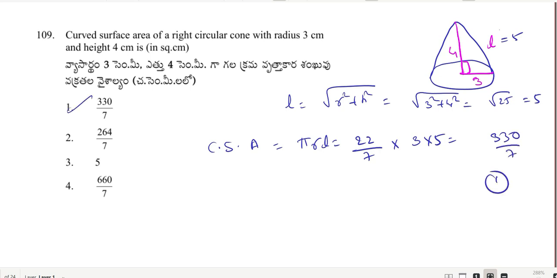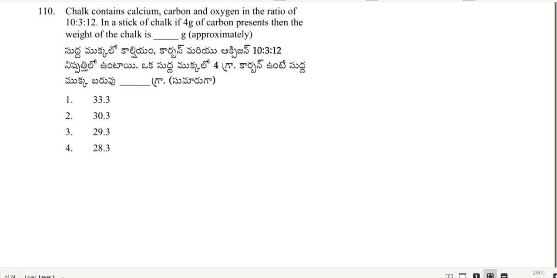Okay. Now let us see the next question. A chalk contains calcium, carbon, and oxygen in the ratio of 10 is to 3 is to 12. If in a stick of chalk 4 grams of carbon is present, then find the weight of the chalk. As per the ratio, the weight of the carbon is 3 parts. So these 3 parts represent 4 grams. From this, 1 part is 4 by 3 grams, and we are asked for the total weight. The total weight is 10 parts for calcium, 3 parts for carbon, and 12 parts for oxygen. Adding all this, you get 25 parts.